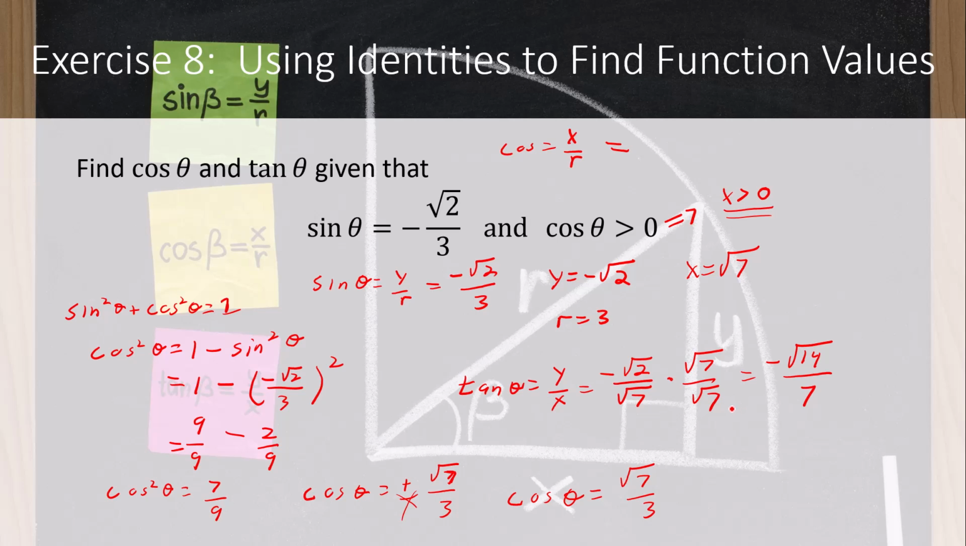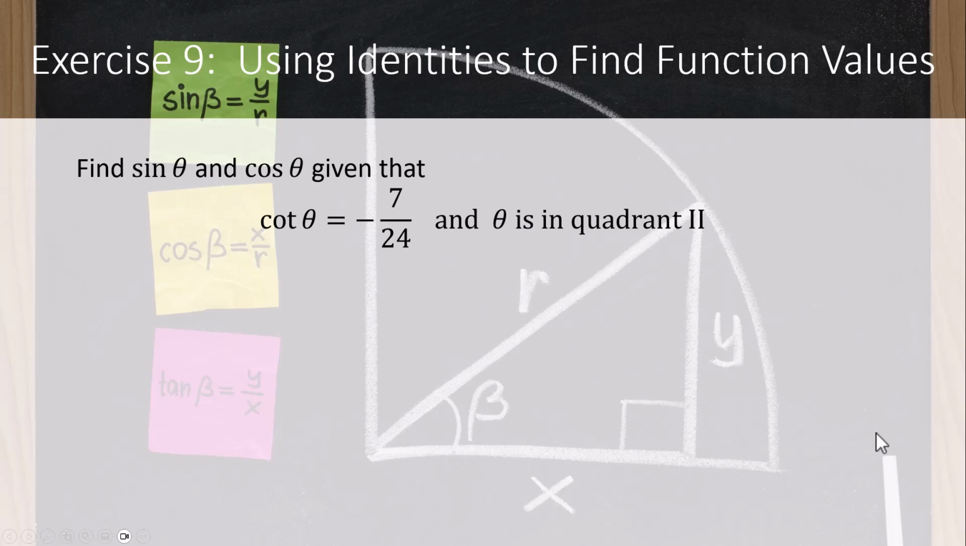You're done. Now for our last example, we have that the cotangent of theta is equal to negative 7 over 24, and that theta is in quadrant 2. Okay, so here is my axis. This is where theta is, and that tells me that x has to be negative. Y must be positive.